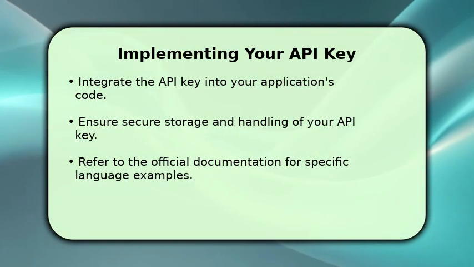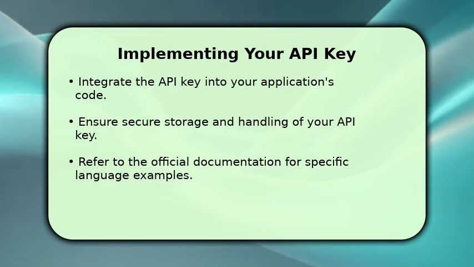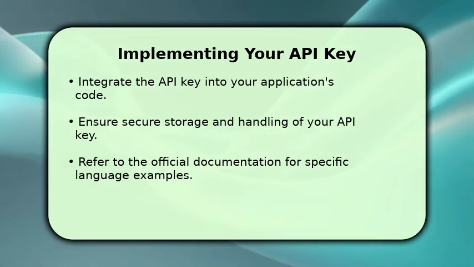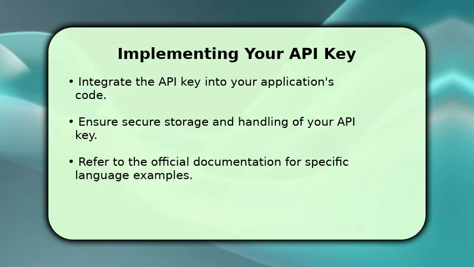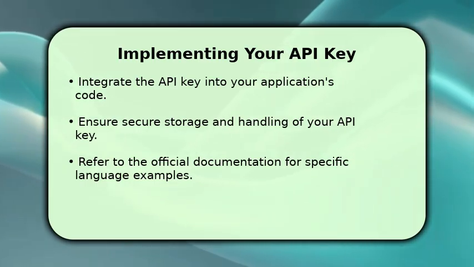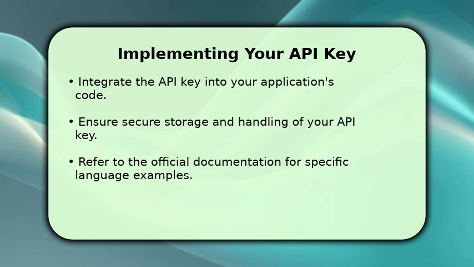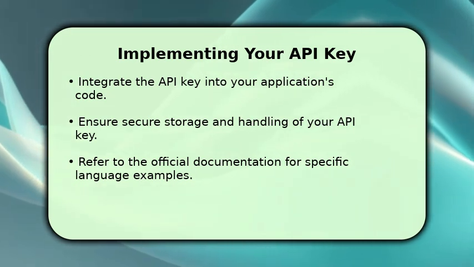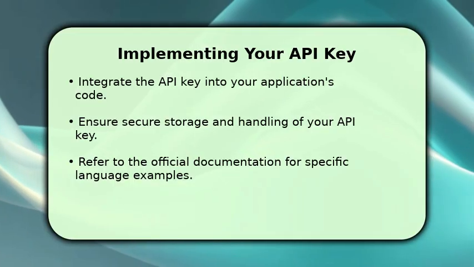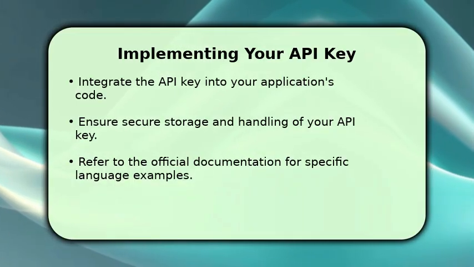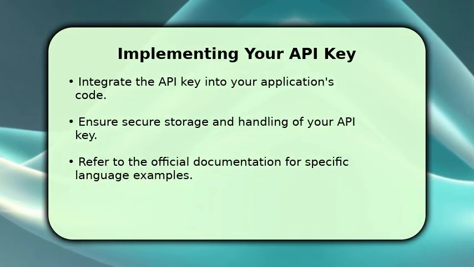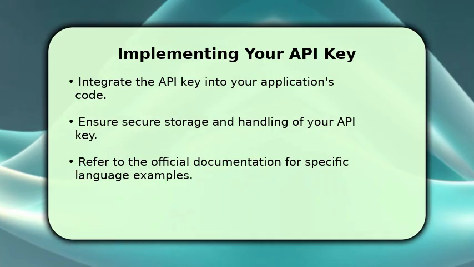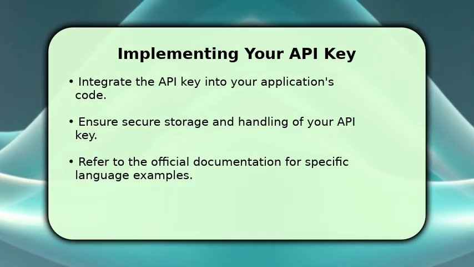With your new API key in hand, the next step is to integrate it into your application. This key acts as your authentication token, allowing your software to communicate with the Gemini models. Remember, it is crucial to store your API key securely and avoid exposing it in public repositories. The official documentation provides detailed examples for various programming languages, making integration straightforward.